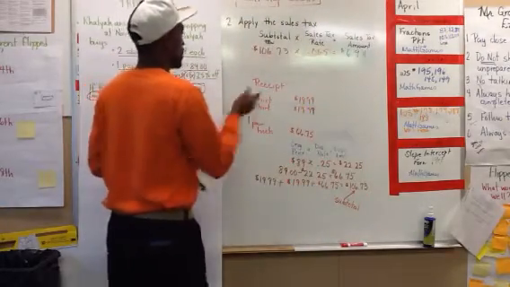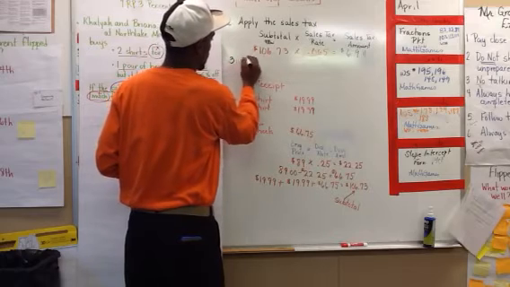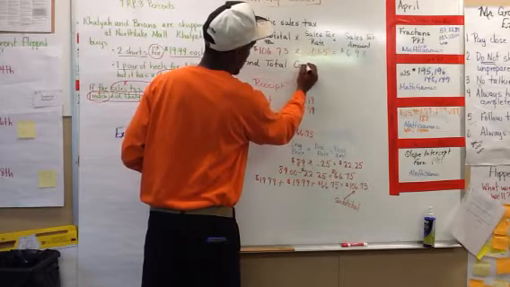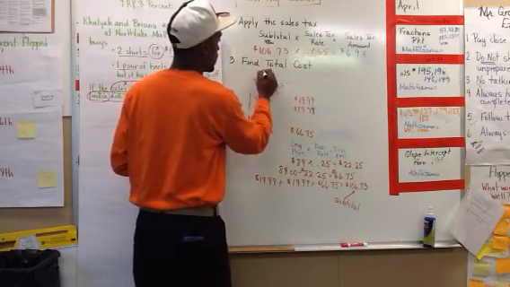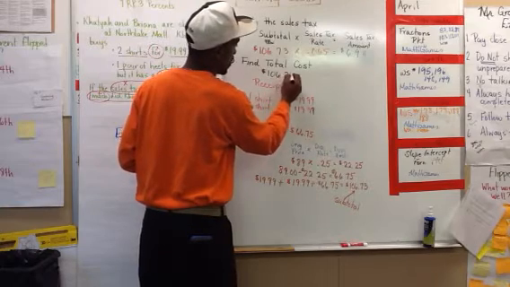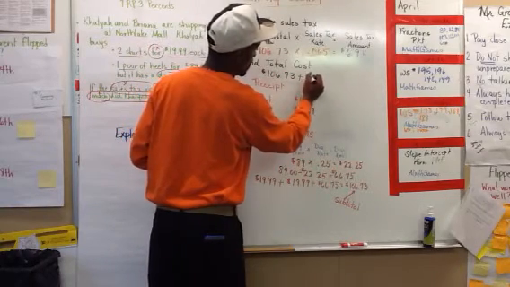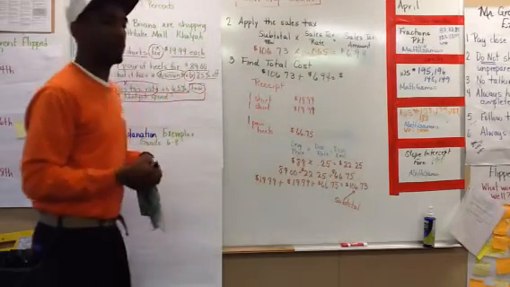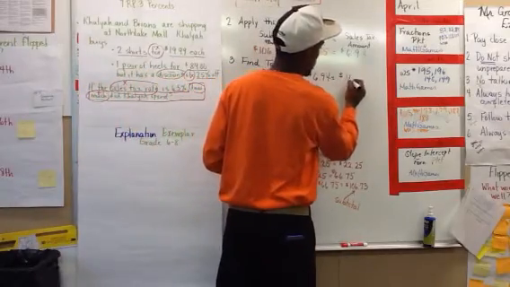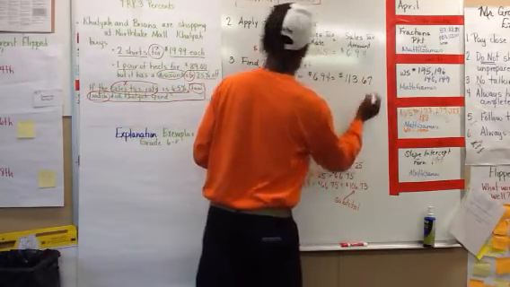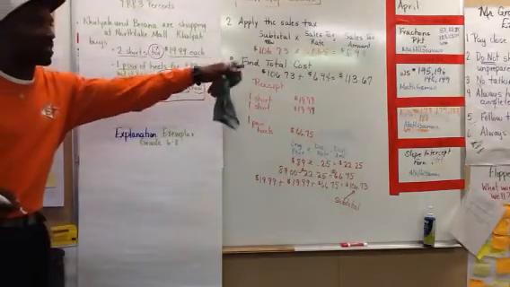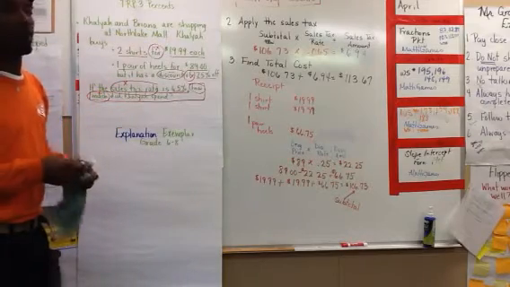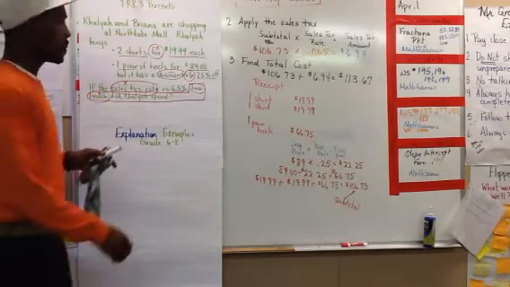Step 3, find total cost. I do that by adding my subtotal and my sales tax. How much did Kalia spend? $113.67. Let's see if this answer satisfies your question. How much did Kalia spend? That's what she spent. $113.67.